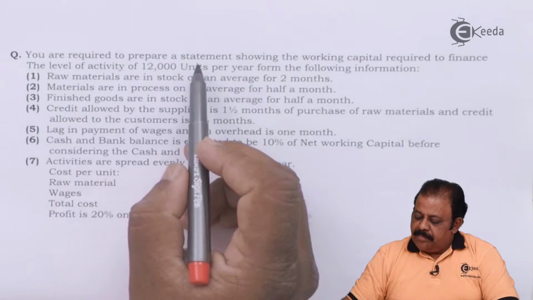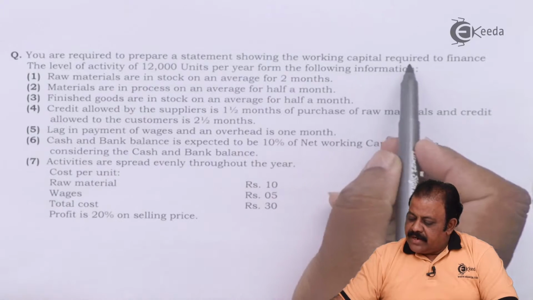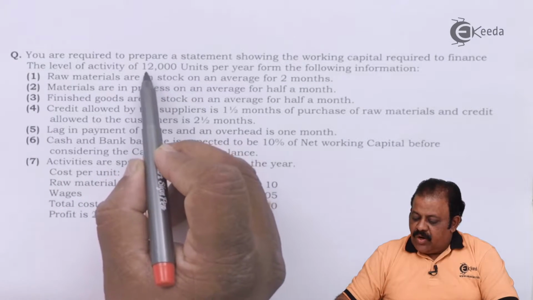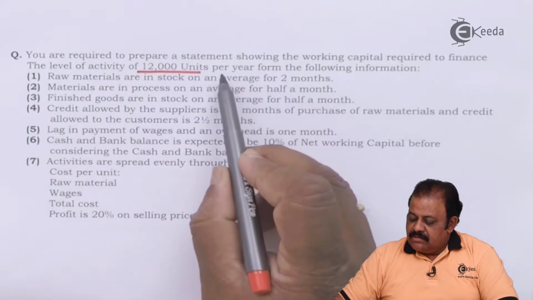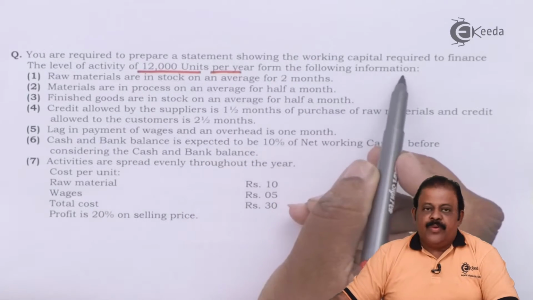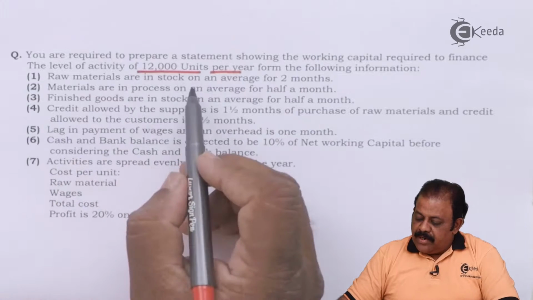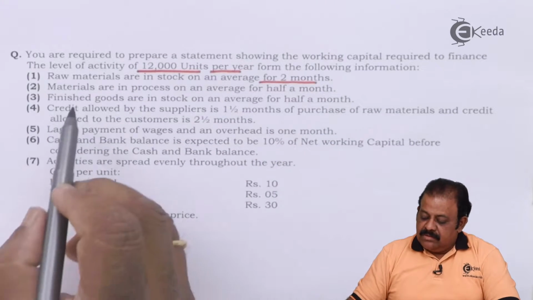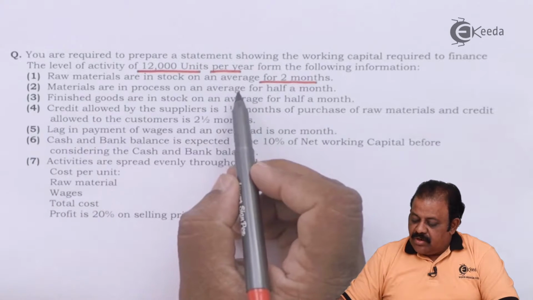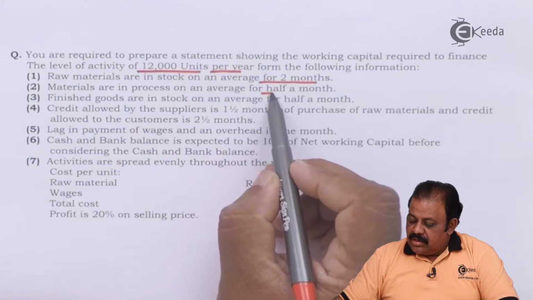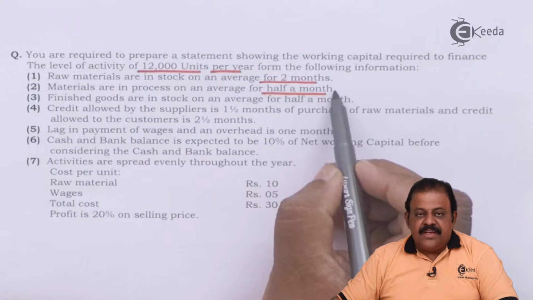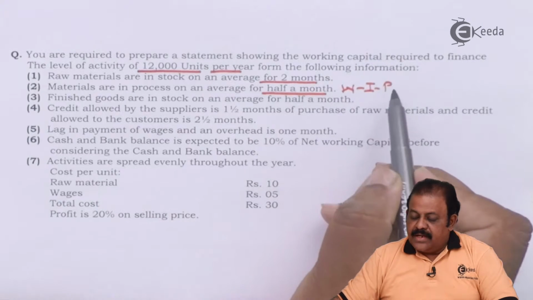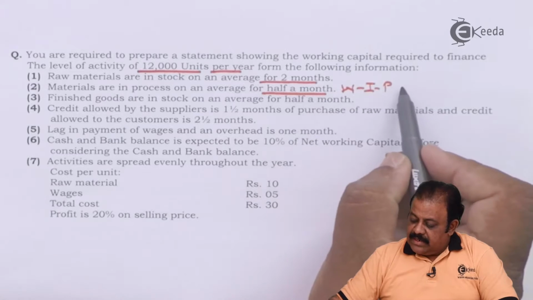You are required to prepare a statement showing the working capital required to finance the level of activity of 12,000 units per year from the following information. Raw material is in stock on an average for 2 months. Material is in process on an average for half month. This is information for calculation of work in progress stock, a current asset.